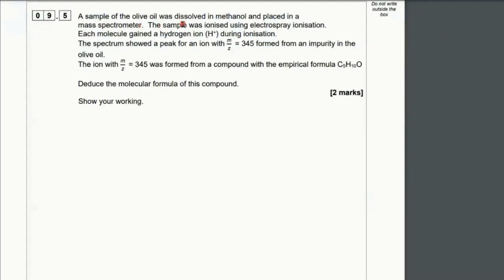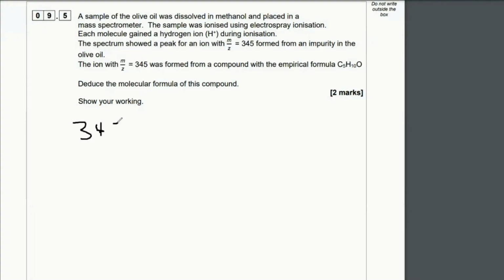Okay, final part, 9.5. A sample of the olive oil was dissolved in methanol, placed in a mass spectrometer. The sample was ionized using electrospray ionization. Each molecule gained a hydrogen ion, H+. During ionization, the spectrum showed a peak for an ion with an m/z of 345 formed from an impurity in the olive oil. The ion with m/z 345 was formed with a compound with the empirical formula C5H10O. Deduce the molecular formula of this compound and show your work.